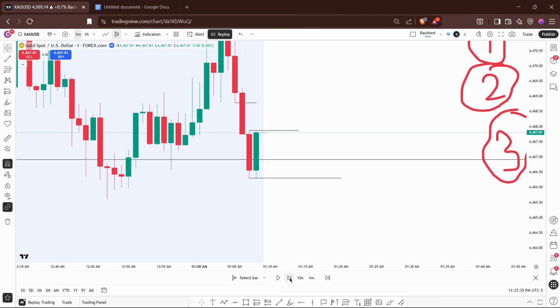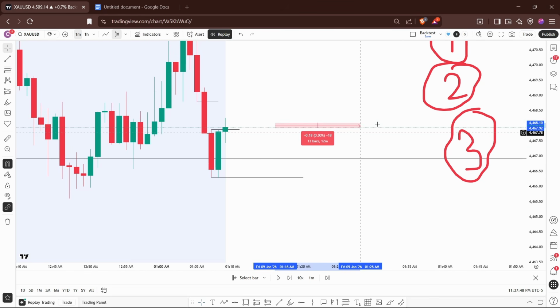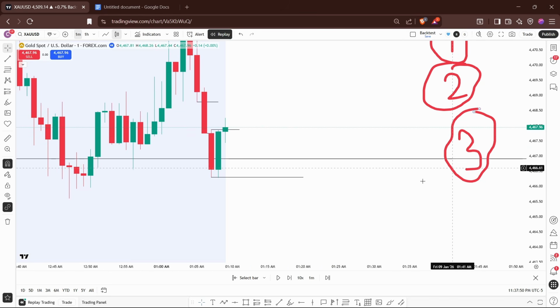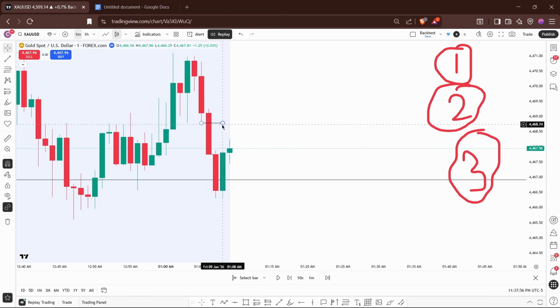Let's wait for the market to close above it. This is the bearish case, so it should close by a bullish candle like this. This is the candle range which is broken. So we will wait for the candle range to break. Here we can see it's already broken. This is the entry confirmation 3.